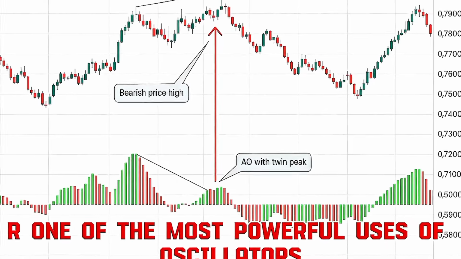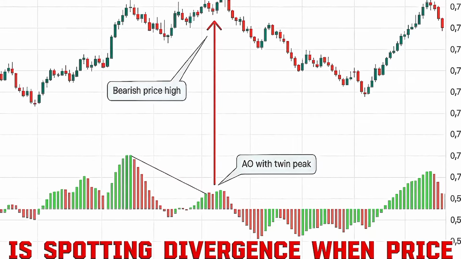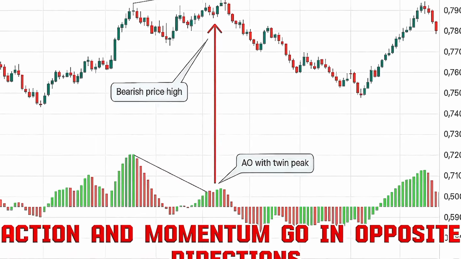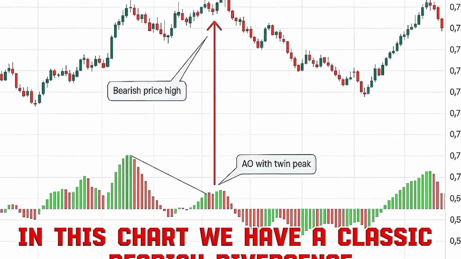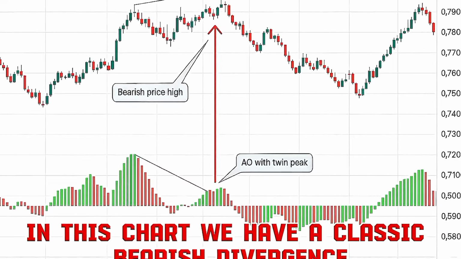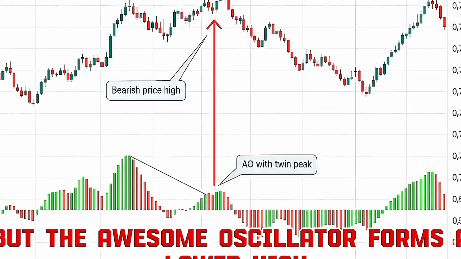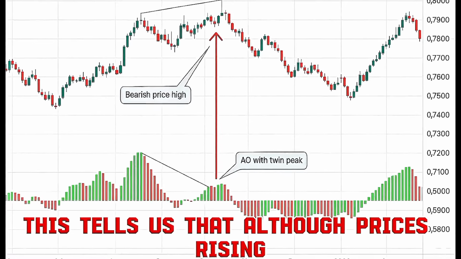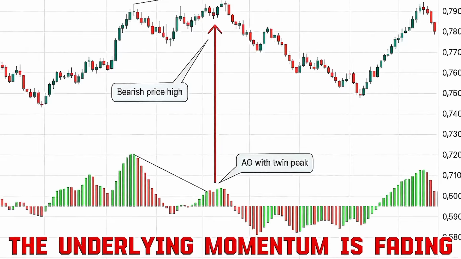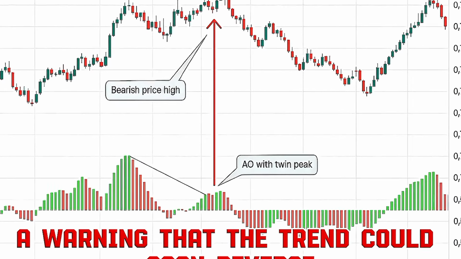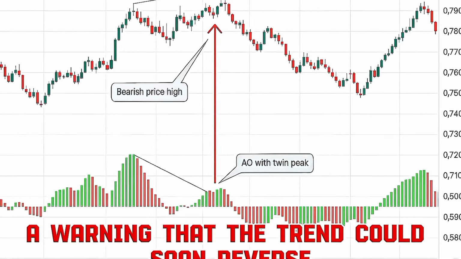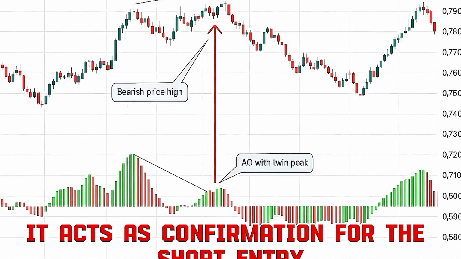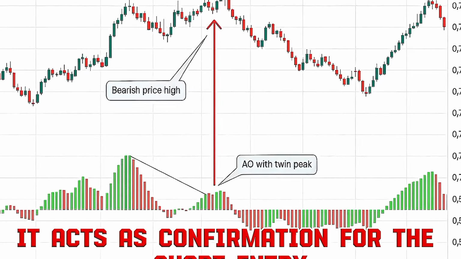One of the most powerful uses of oscillators is spotting divergence, when price action and momentum go in opposite directions. In this chart, we have a classic bearish divergence. Price makes a higher high, but the Awesome Oscillator forms a lower high. This tells us that although price is rising, the underlying momentum is fading, a warning that the trend could soon reverse. Once the AO crosses below the zero line, it acts as confirmation for the short entry.